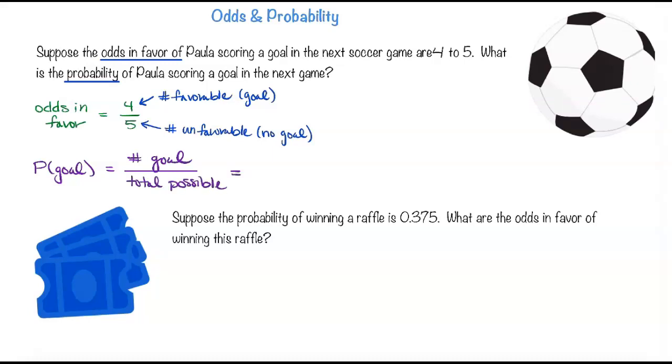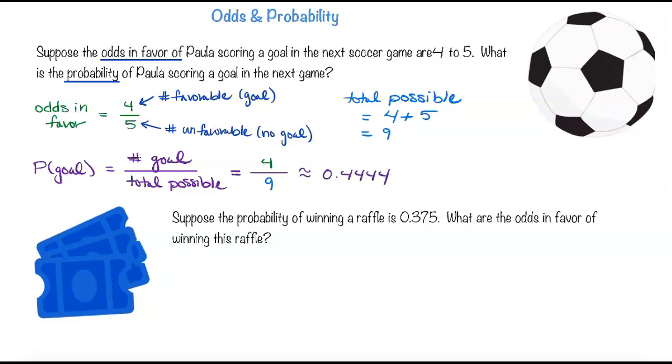We already know that the number of ways to score a goal is 4, and we can find the number of total possibilities by adding together the number of ways to score a goal and the number of ways to not score a goal. So to calculate the probability, our denominator is 9. This translates the odds in favor of scoring a goal being 4 to 5 to the probability of scoring a goal being 4 over 9, or approximately equal to 0.4444.